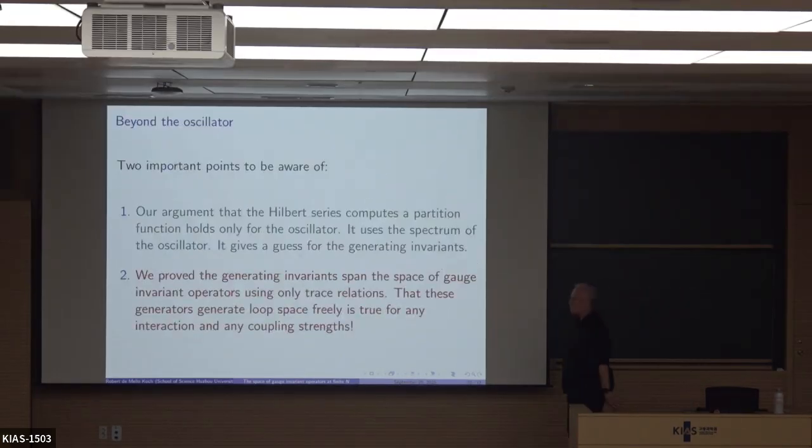One really important point, let me just stress this again. Our argument that the Hilbert series computes a partition function is only for the oscillator, because to make that argument, we use the spectrum of the oscillator. That's when we said we were counting by degree. But this second argument, where we prove that the generating invariants span the space of gauge invariant operators, uses only the trace relations. That means that the statement that those 5 invariant operators generate the entire space of gauge invariant operators holds for any potential, any coupling strengths. So it's a very general statement.